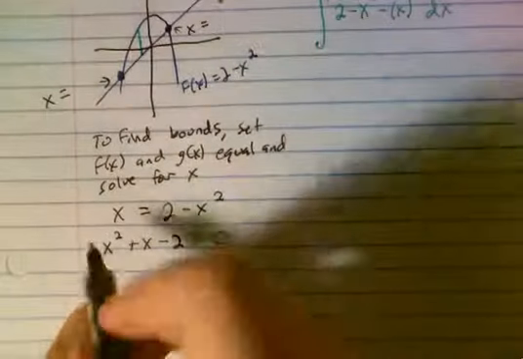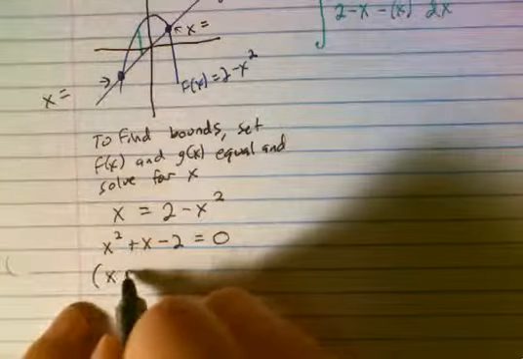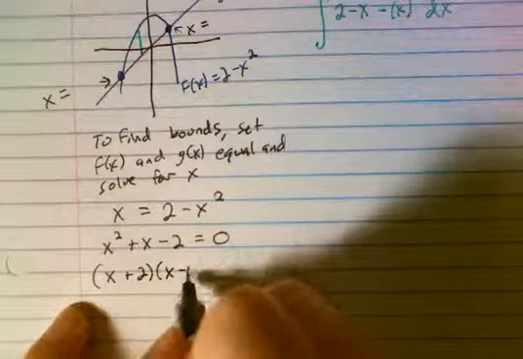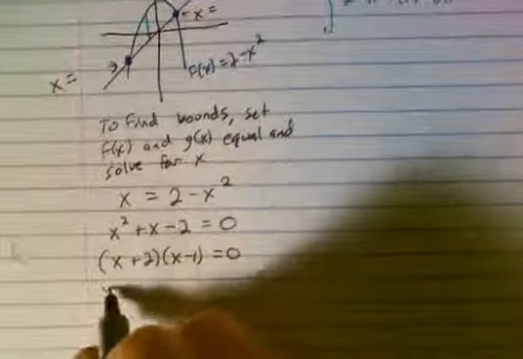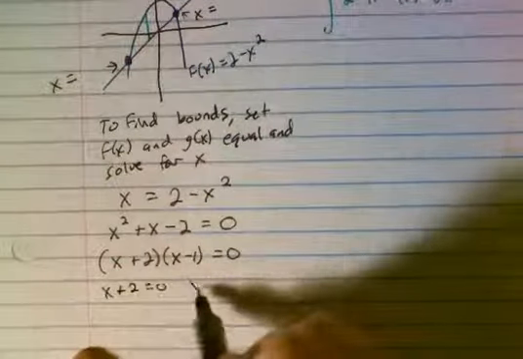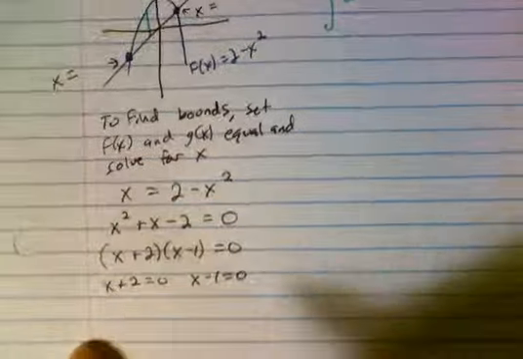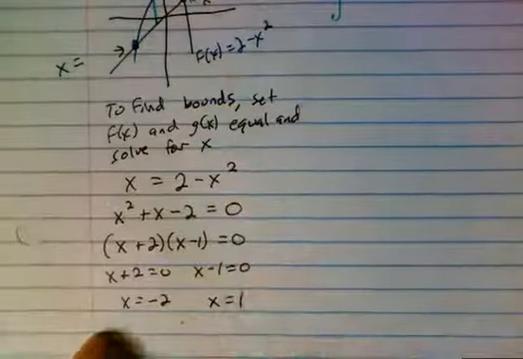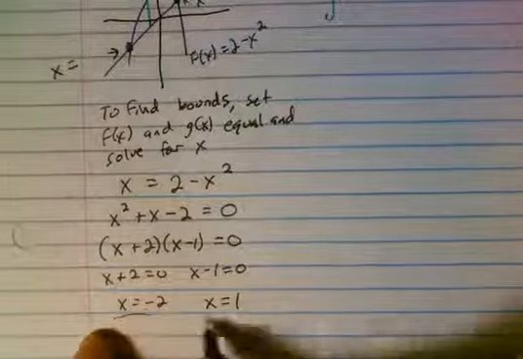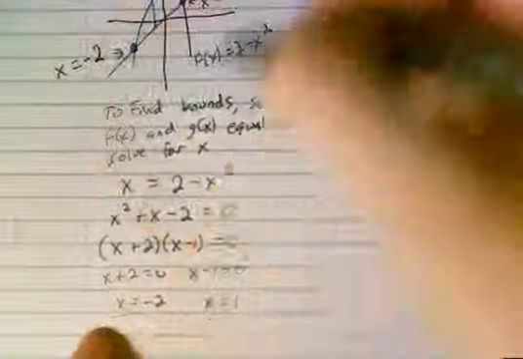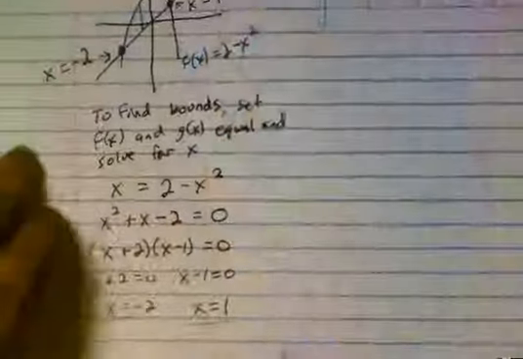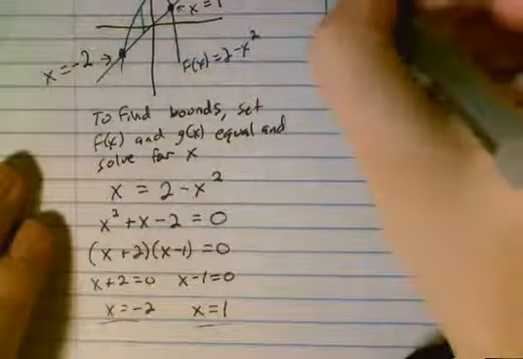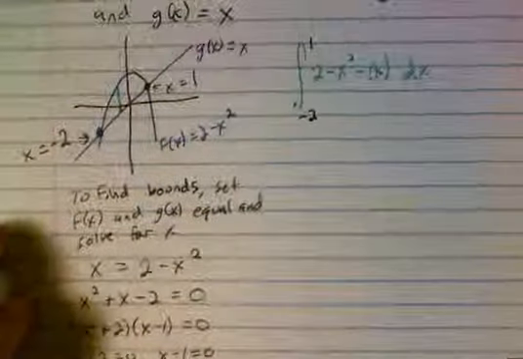Because once it's equal to 0, I can factor it, and then use that in order to figure out what these two x values have to be. So this is clearly the negative one, and this is the positive one. So that gives me my bounds here from -2 to 1.